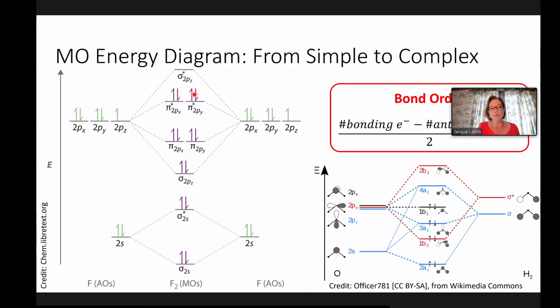If we had an odd number of electrons in this anti-bonding orbital, you would end up with a bond order of 1/2. So that's how you end up with fractional bond orders.